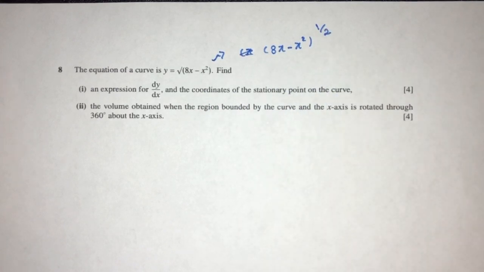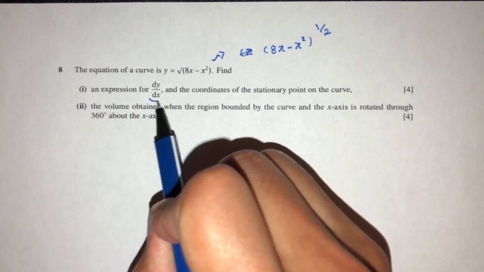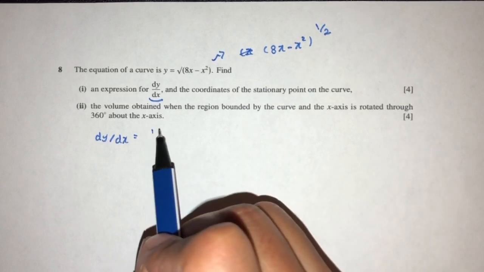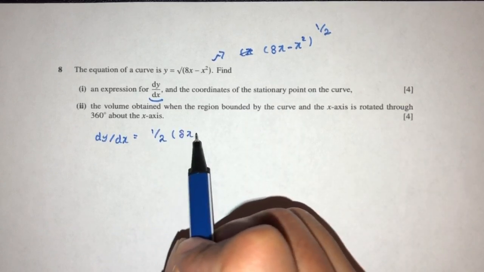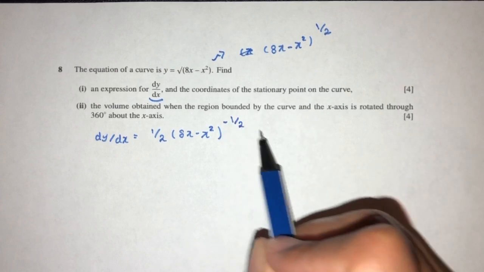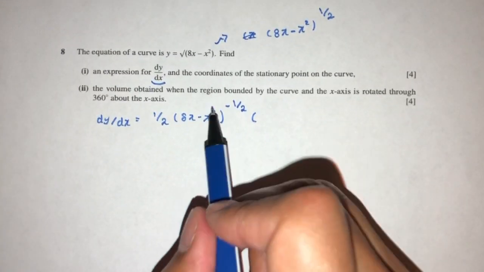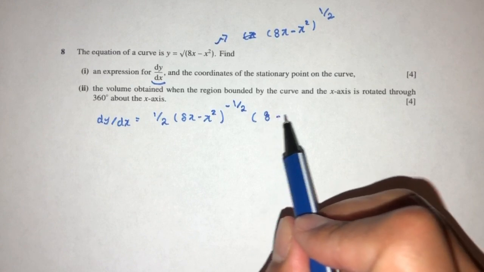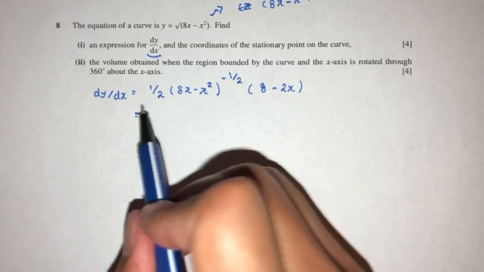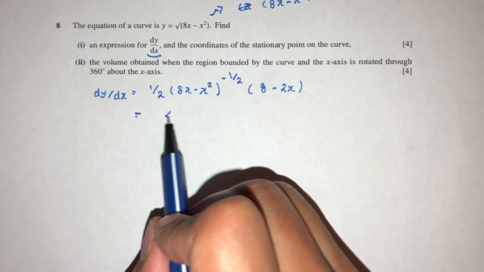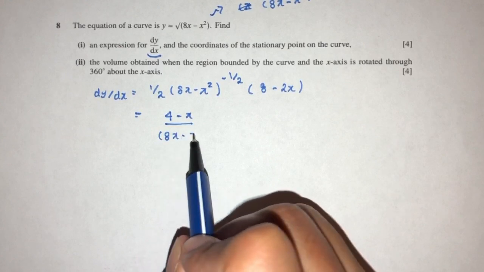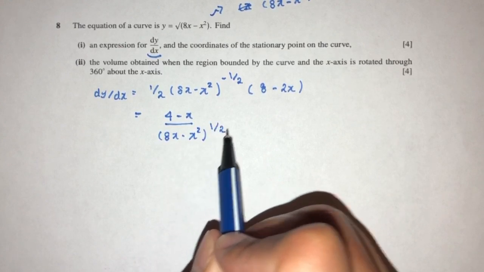So part 1, we have to find an expression for dy by dx. So pretty easy. Dy by dx will be what? First multiply by the power. Then we have to minus 1 from the power, that should be minus half. Then multiply by d by dx of the value inside, that should be 8 minus 2x. So simplify. We will have divided by 2, that will be 4 minus x. And this will go down as 8x minus x squared power half.